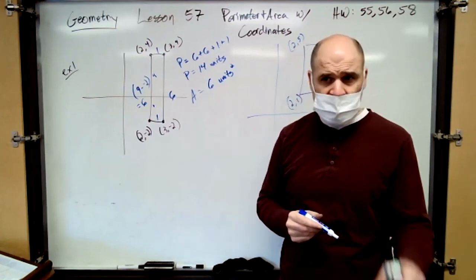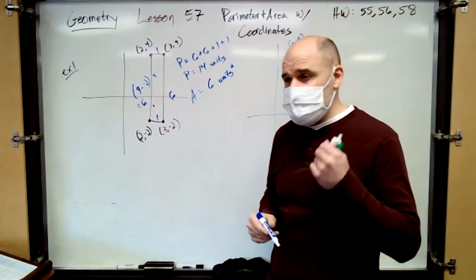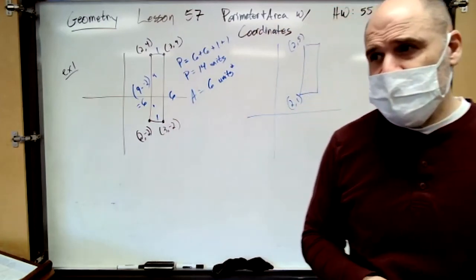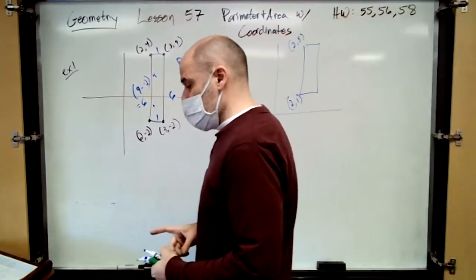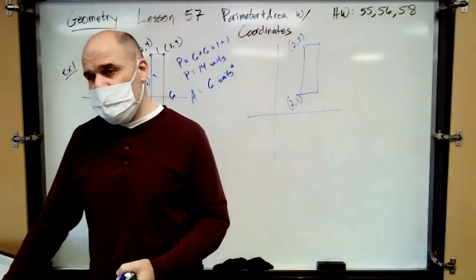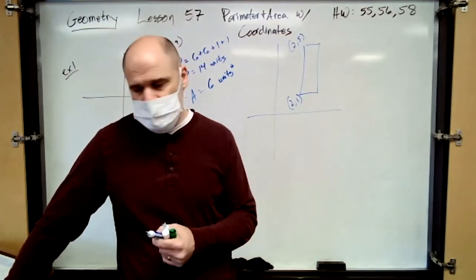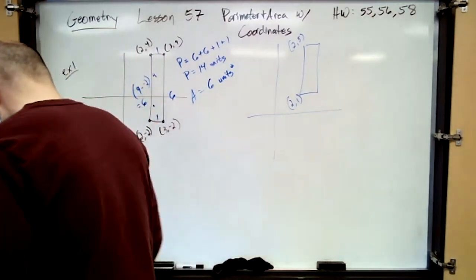And if you don't realize it, your brain will. And that's how we teach our brain to learn shortcuts. We annoy it enough by doing the same thing over and over again, the long way, and then your brain gets fed up and says, there's got to be an easier way. Okay? All right. Let's try another one.